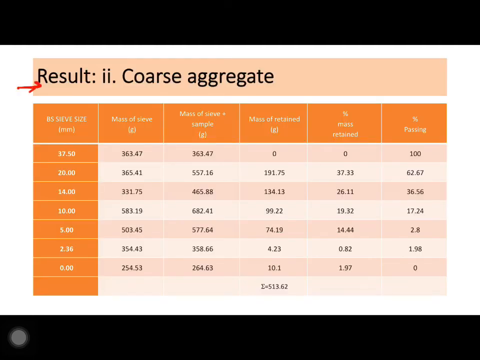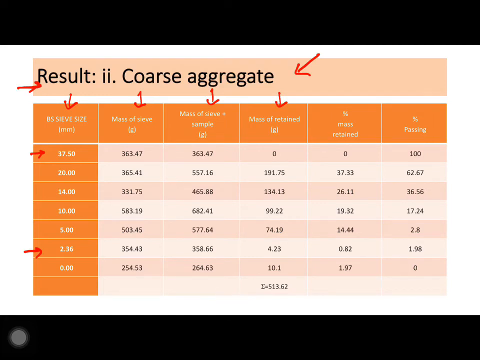Next result is for the coarse aggregate testing. This data is determined by sieve analysis of coarse aggregate. As usual, the first column is the sieve size from 37.5 until 2.36 mm, and the second column is for the mass of the pan size, and then here is the mass of the pan size with the sample, and here you already calculate the mass retained.